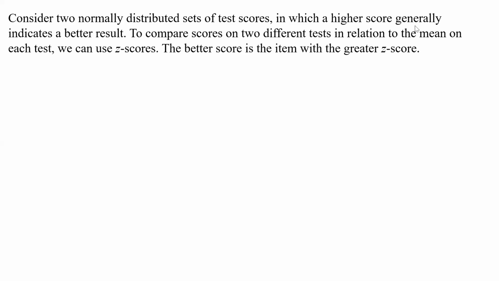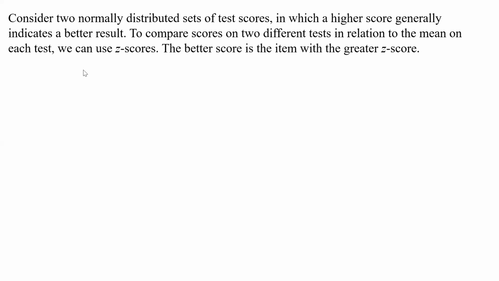All right, if we have two normally distributed sets of test scores in which the higher score generally indicates a better result, to compare scores on two different tests, say we have the SAT and the ACT, in relation to the mean on each test, we can actually use the z-scores. And what happens is the better score is the item with the greater z-score.